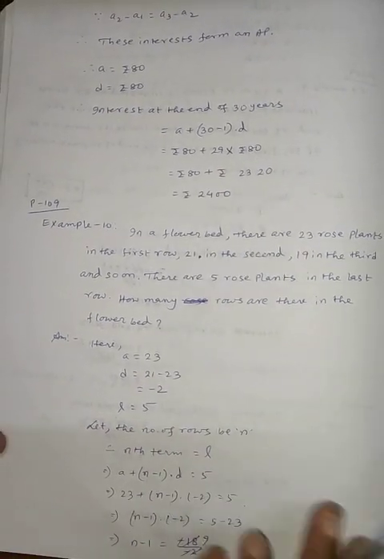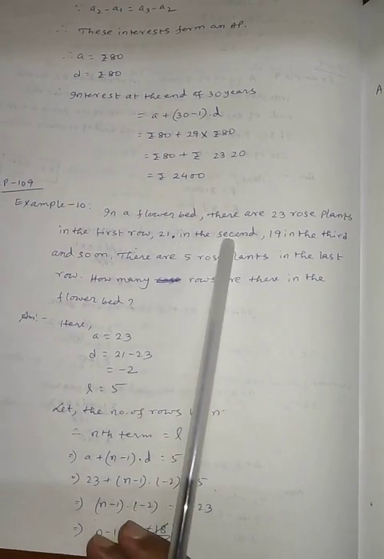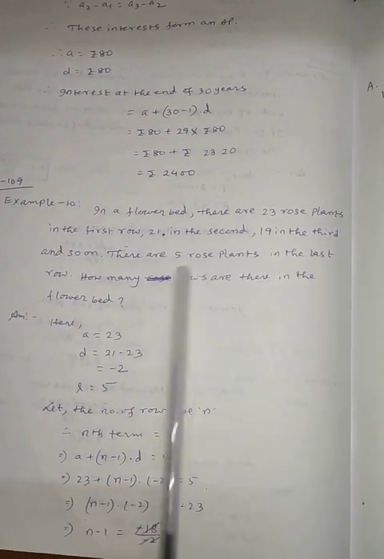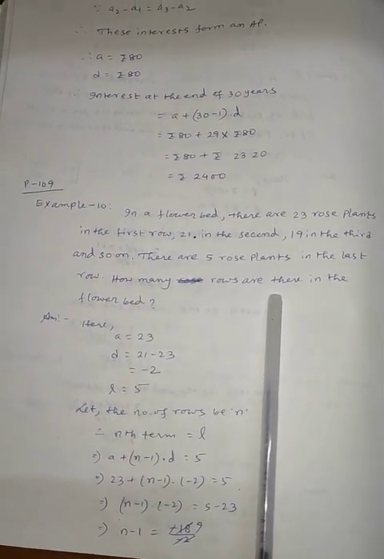So answer is 2400. Now example 10, page number 109. In a flower bed there are 23 rose plants in the first row, 21 in the second, 19 in the third, and so on, and the last row has 5 plants. How many rows are there in the flower bed?